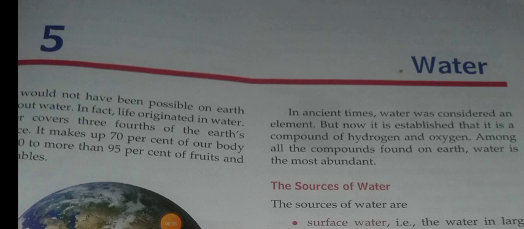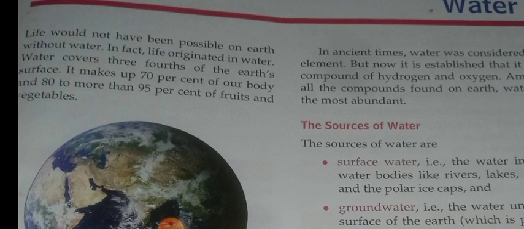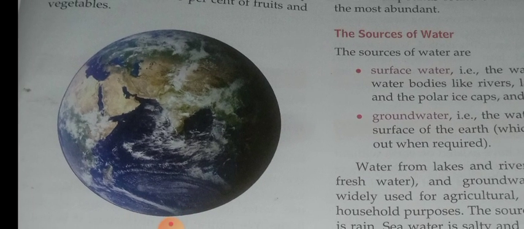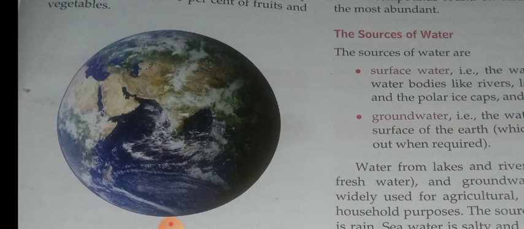Today we will start the new unit in chemistry, lesson 5, water. We know that life would not have been possible on earth without water. Right, children? Yes. In fact, life originated in water. Water covers 3/4 of the earth's surface. It makes up 70 percent of our body and 80 to more than 95 percent of fruits and vegetables.